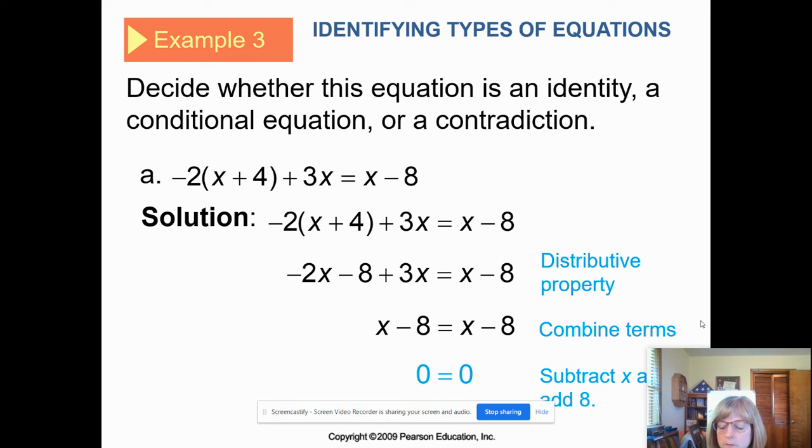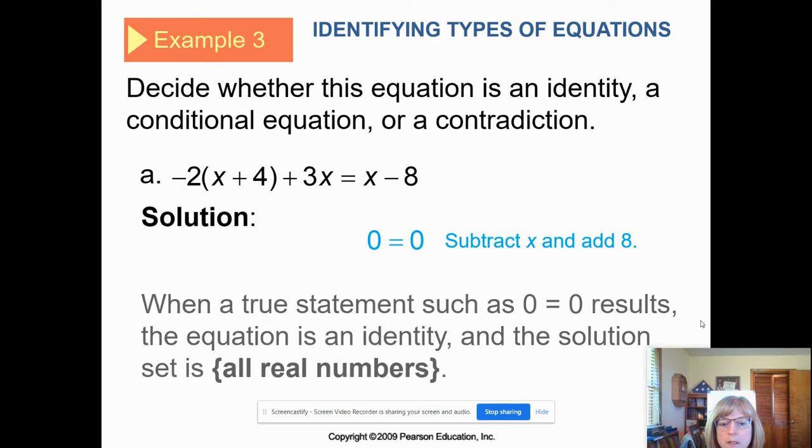The actual solution set for an identity is all real numbers. So it's not enough to just say it's an identity. We also need to say what values x can take. X can actually be any value here. I can choose any value for x, replace that in my equation, and I will get a true statement.